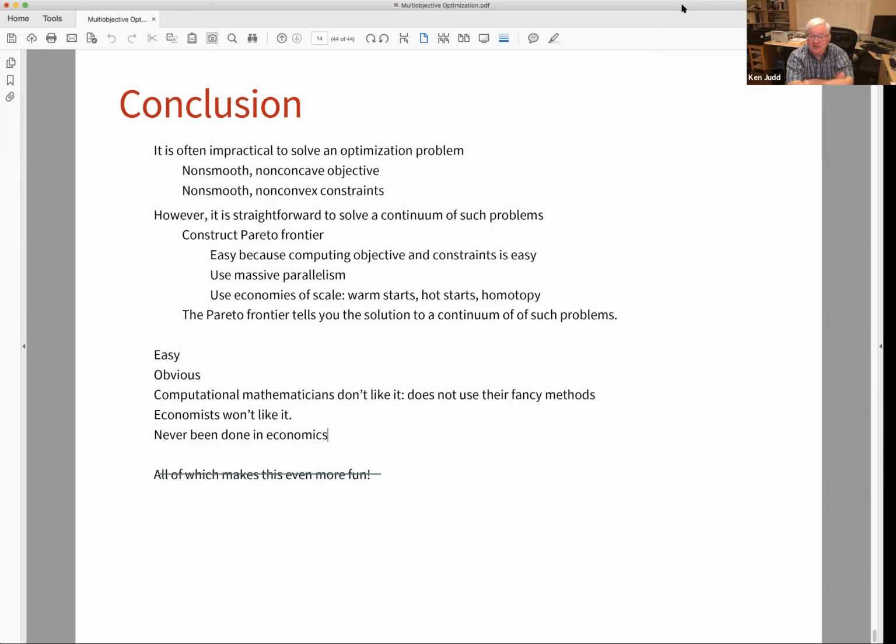When you start doing these things numerically, you can examine all of these issues in a much more robust fashion. Okay, any other questions, comments?